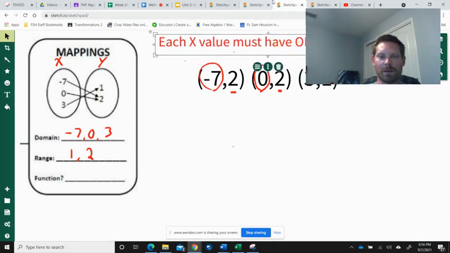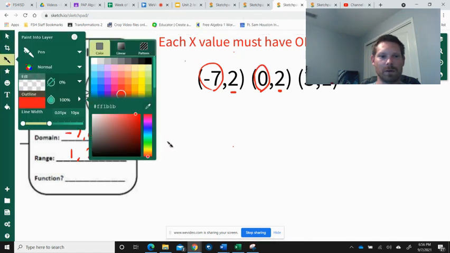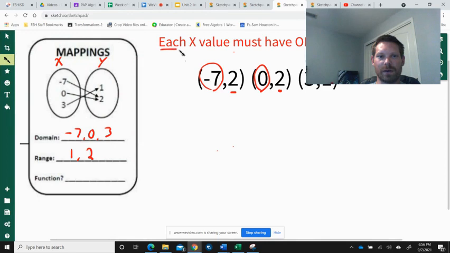Okay, so keywords here. Each x value. That means each one individually. -7 individually is its own x value. 0 is its own x value.